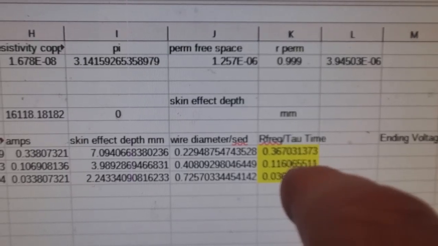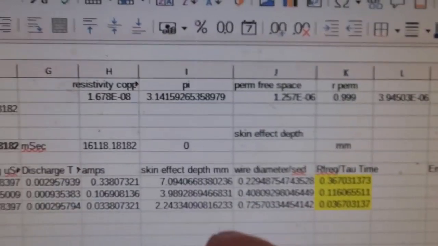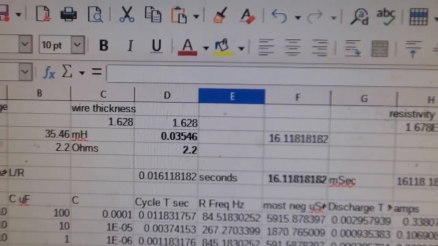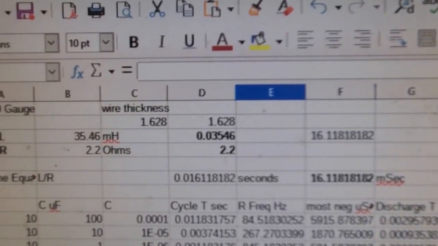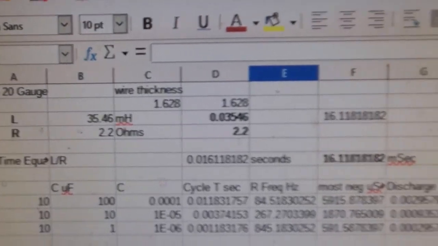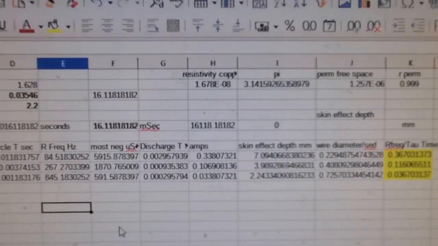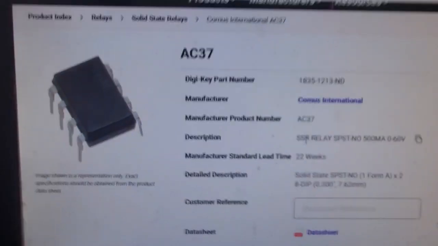Let's go over those quickly. One is what's the resistance in your system aside from the resistance in the wire. So here we have 2.2 ohms of resistance in the wire. I'm going to bring up now the spreadsheet for the Comas AC37 that we'll use to discharge this.